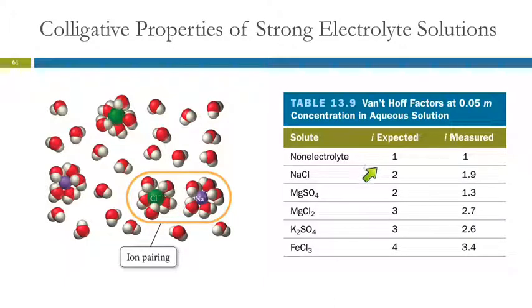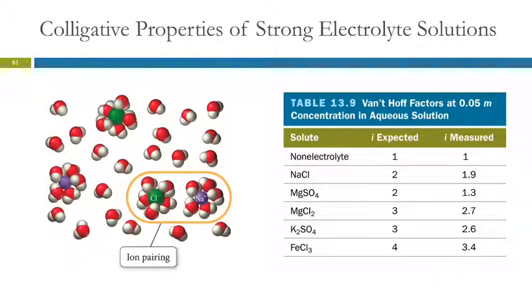So the expected values would be the number of ions in a formula unit. So FeCl3, there's 1 iron and 3 chlorides. We would expect there to be a factor of 4. It's actually 3.4. So they're always going to be less than we expect.